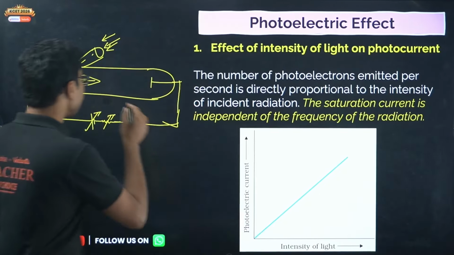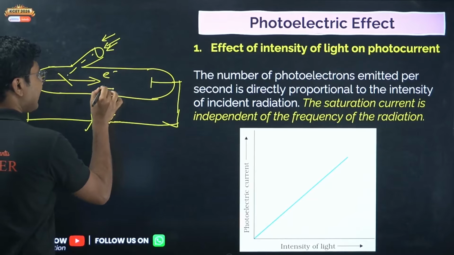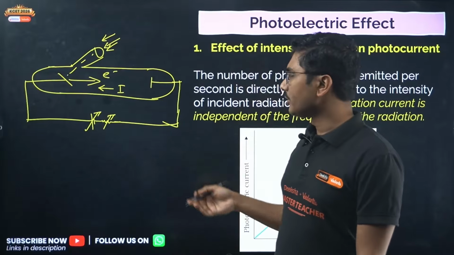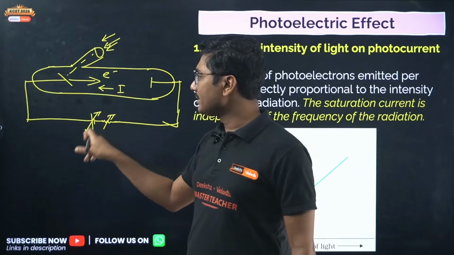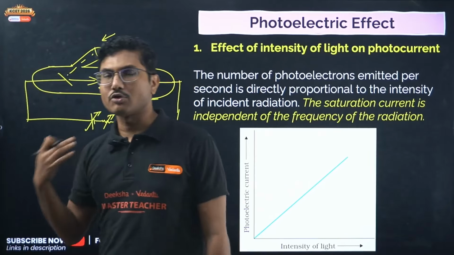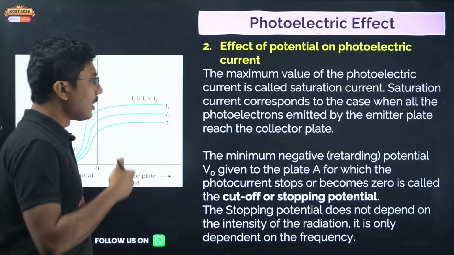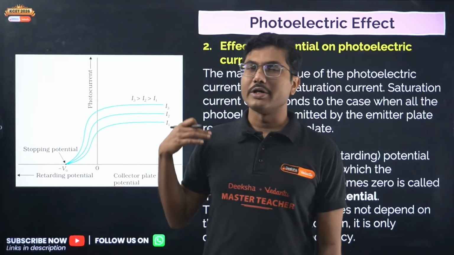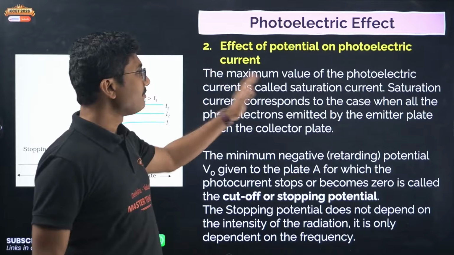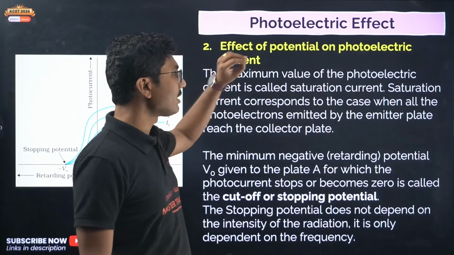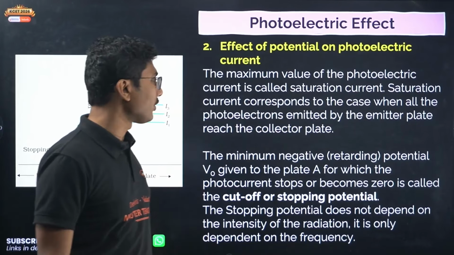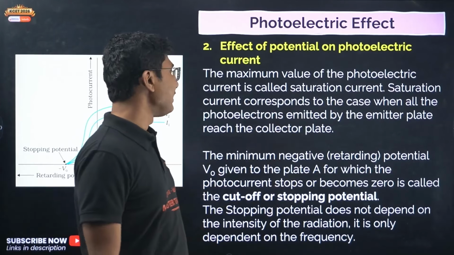Electrons are flowing in this direction, which means current is flowing in the opposite direction, and you have connected this source such that it tries to stop this current. That is why it is called stopping potential. When you apply a potential in the reverse direction of the current being produced in the circuit, the maximum value of the photoelectric current is called saturation current. Saturation current corresponds to the case when all the photoelectrons emitted by the emitter plate reach the collector plate.